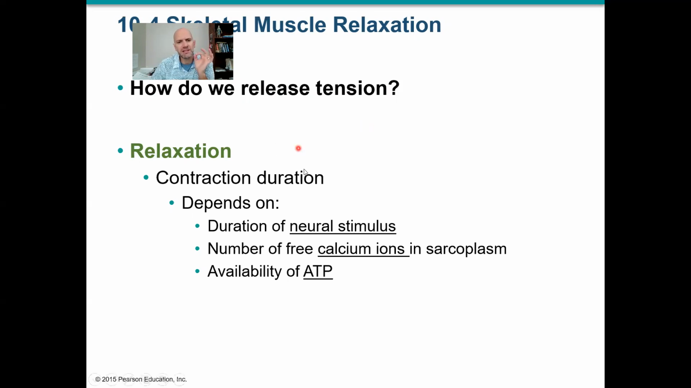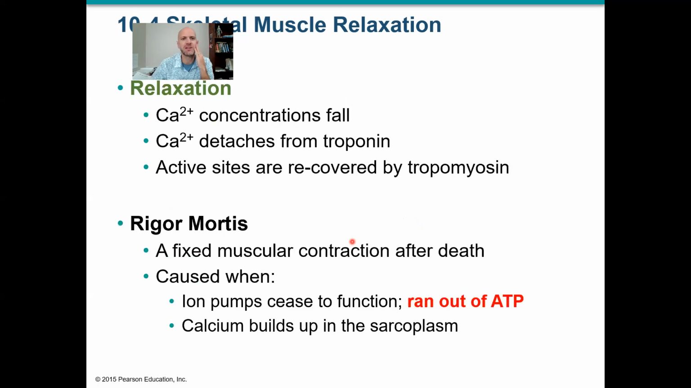So how do we relax? The duration of the neural stimulus determines the number of free calcium ions. So the presence or absence of calcium is the determining factor as far as whether it will continue to contract, given that there's enough ATP. The other issue is, do we run out of ATP? If these two molecules are necessary, then if we remove them, we stop contraction. That's kind of logical.